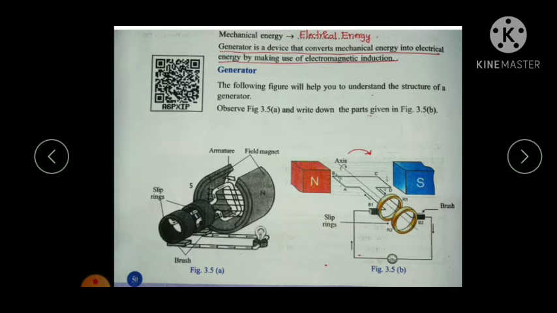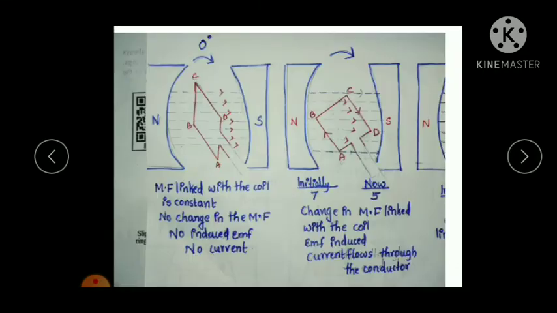Now let us see the various stages of rotation of an armature. Here you can see two magnetic poles, north and south. In between north and south, you can see the magnetic field lines. The magnetic field lines start from the north pole and end in the south pole.